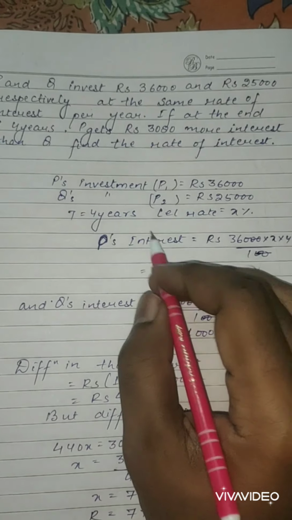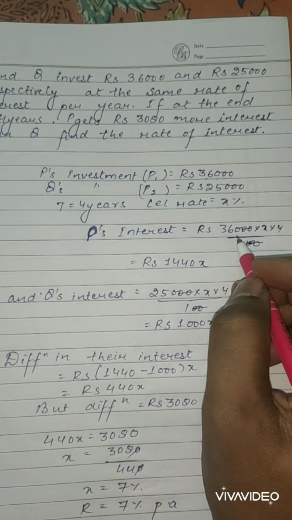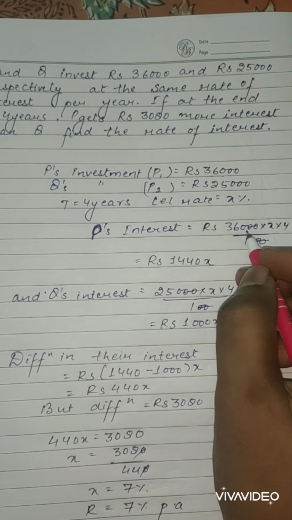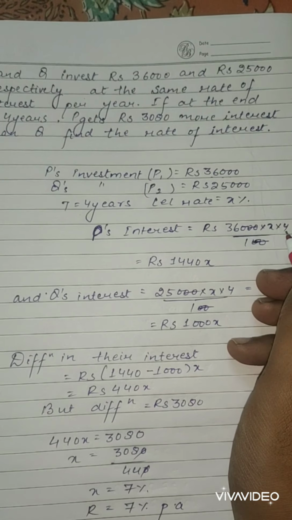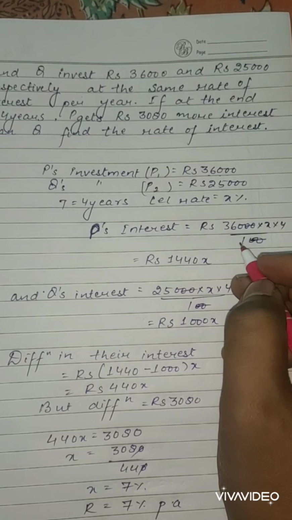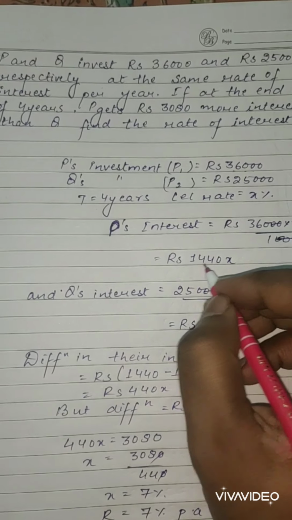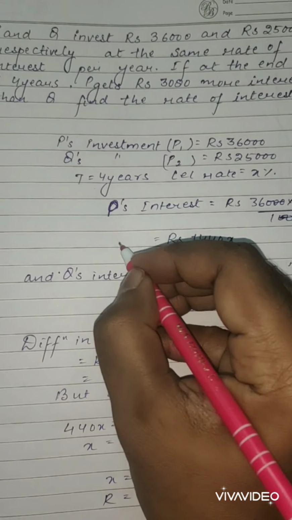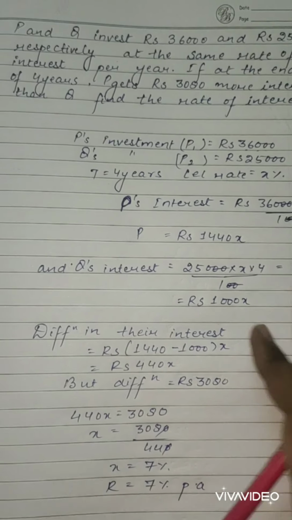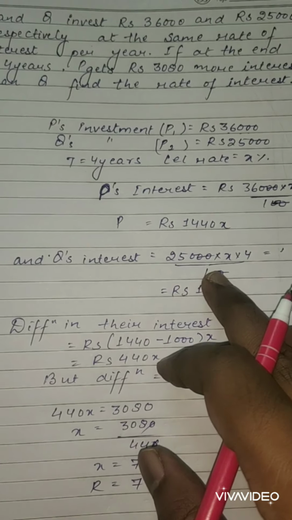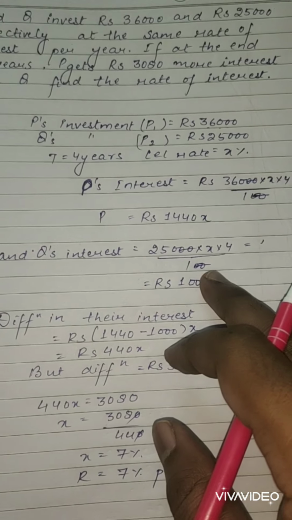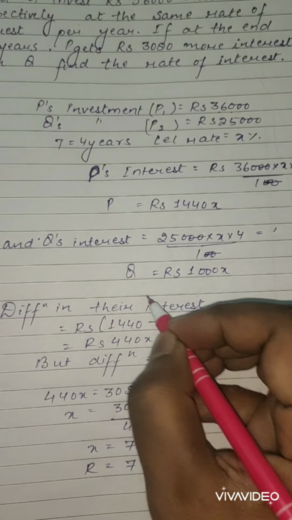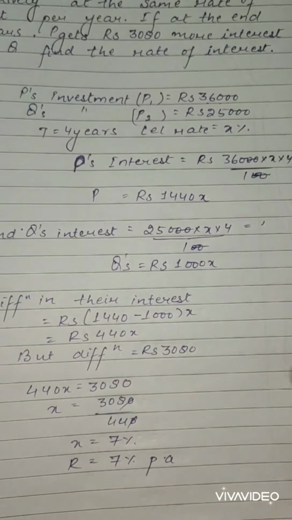So what will be the interest of P? That will be rupees 36,000, means P into R into T. So 36,000 into X, that is R, into 4 upon 100. When you solve this, you will get rupees 1440x, that is of P. And Q's interest is rupees 25,000 into X into 4 upon 100. When you solve this, you will get 1000x, that is Q's interest.